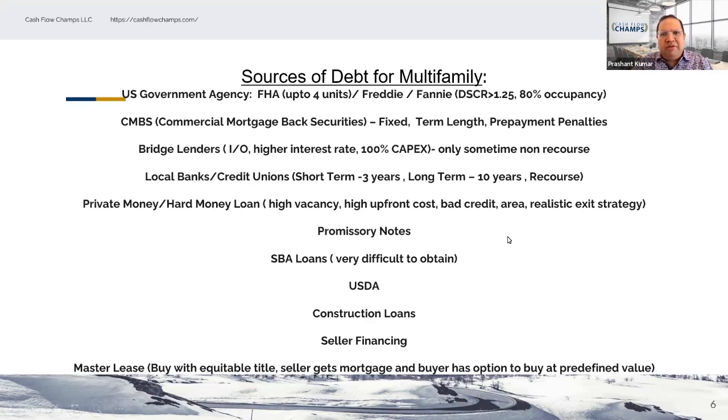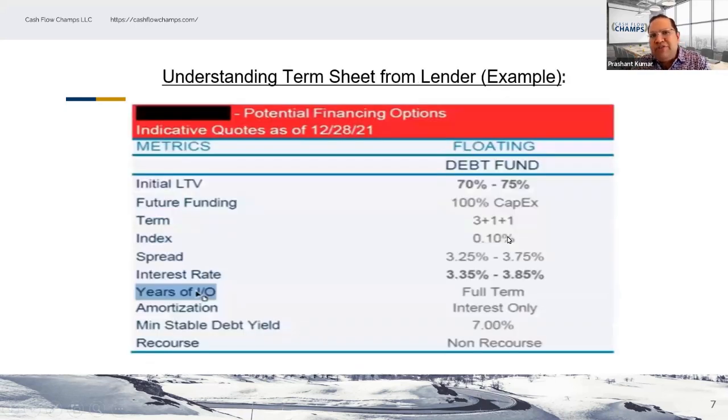Let's see. We wanted to discuss the term sheet from a lender, right? So from logistics purposes, put your questions in that Q&A box, and I will take them as we go along. What happens, when you are looking at a property, you probably will go to a broker. Typically these lending brokers have connections with a lot of lenders, and they underwrite the deal. And after that, they give you certain options.